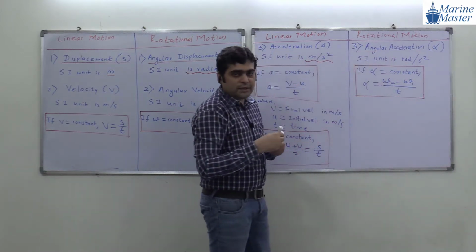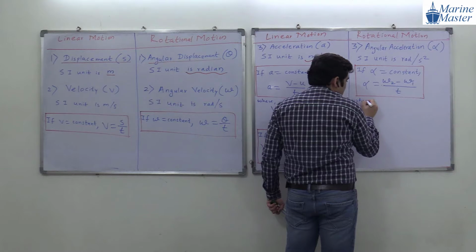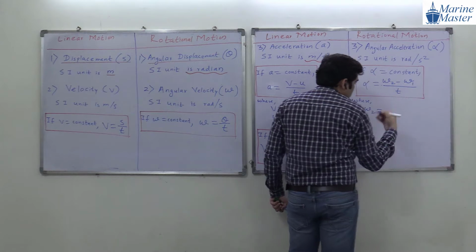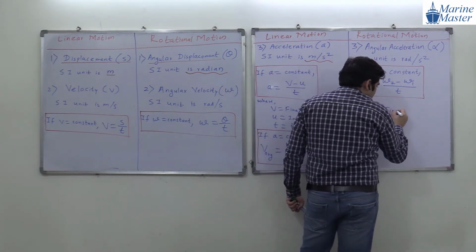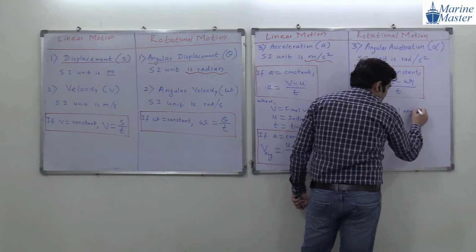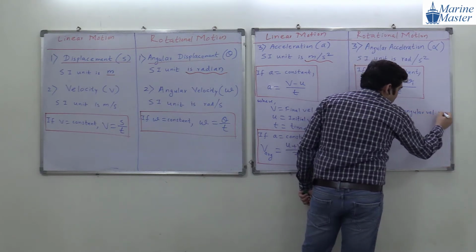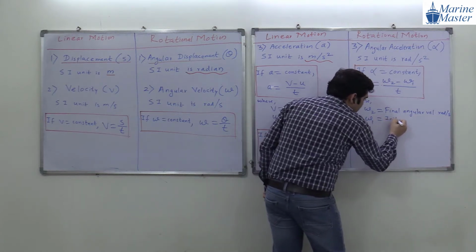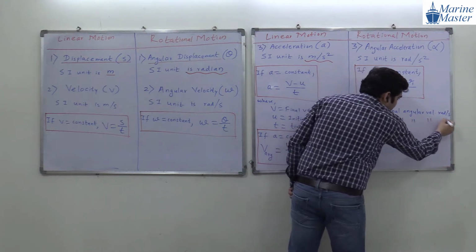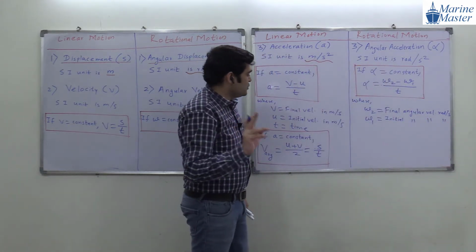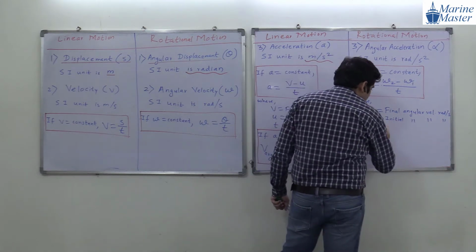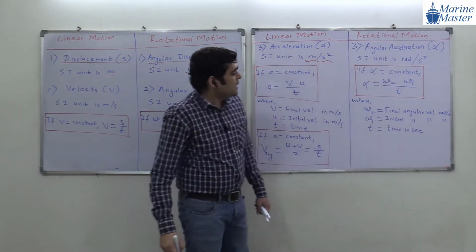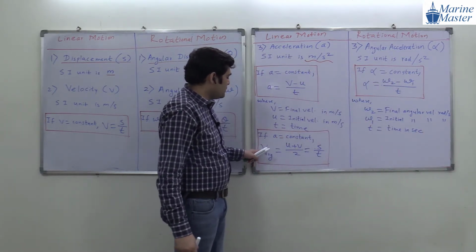What is the meaning of omega 2 here? Final angular velocity. Very good. And what will be the unit of final angular velocity? Radian per second. Omega 1 means initial angular velocity in radian per second. Are you getting my point? And T stands for time, in second.